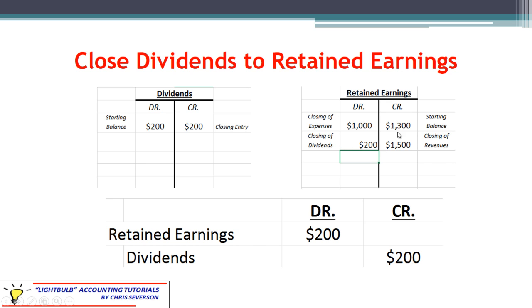Now we have four different things in our retained earnings account. We have a starting balance of $1,300 credit. Keep in mind, retained earnings is a capital account, which has a normal credit balance. We have another $1,500 credit because of closing of revenues. We have a $1,000 debit because we closed expenses. And we have a $200 debit because we closed dividends.